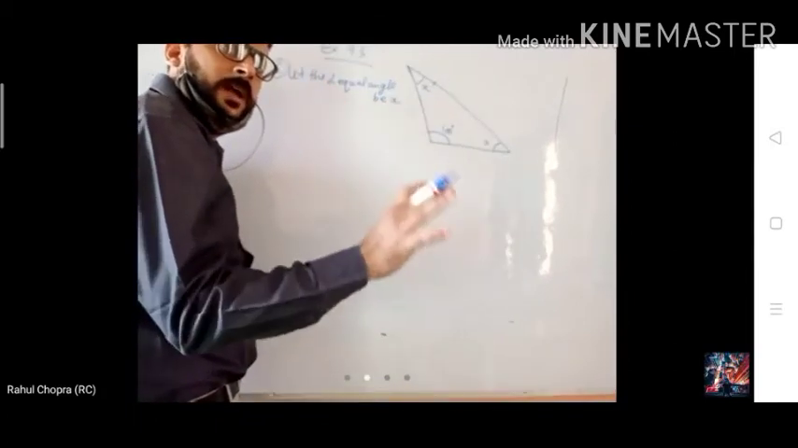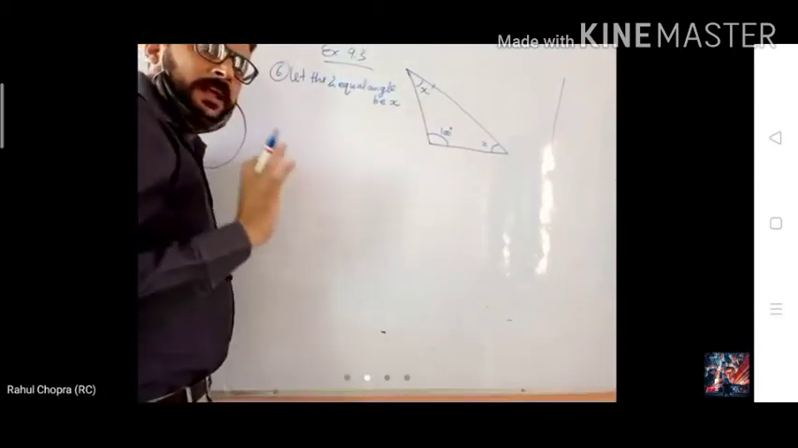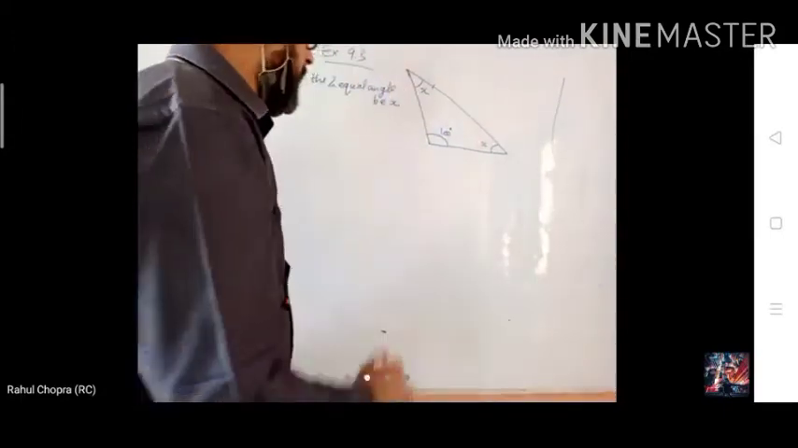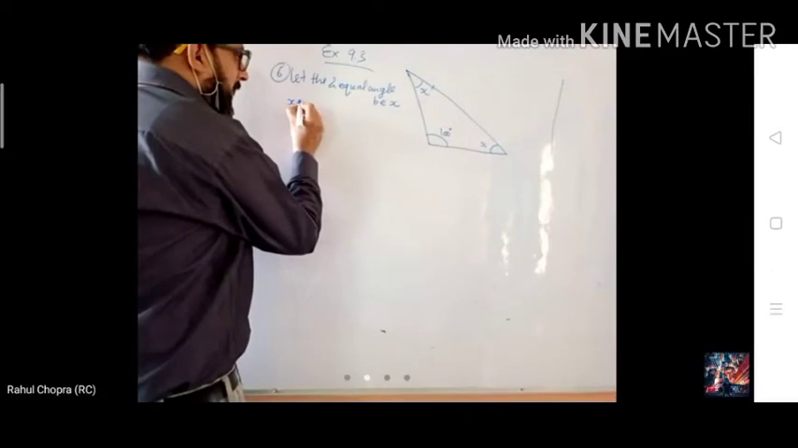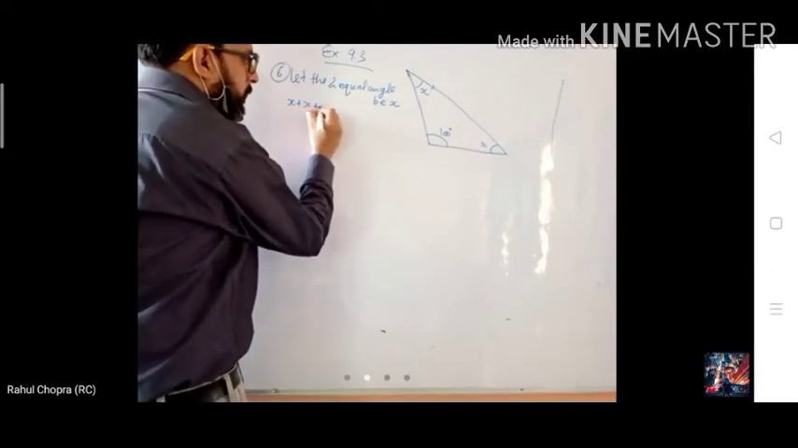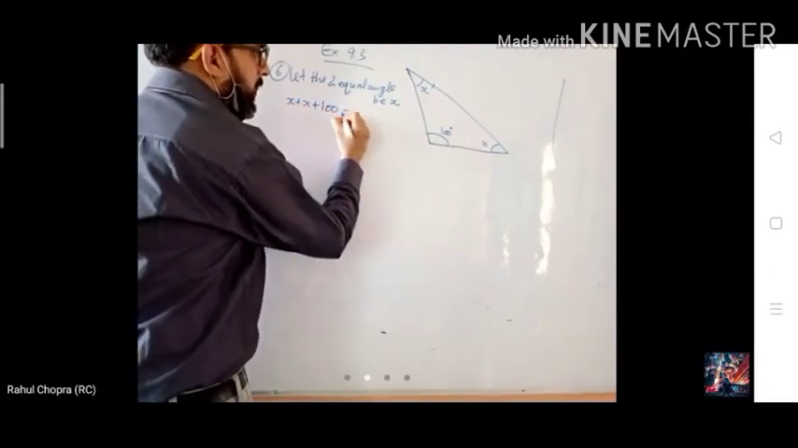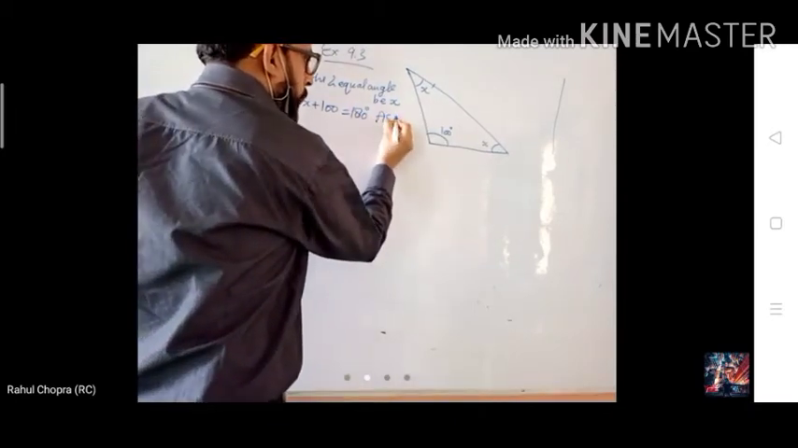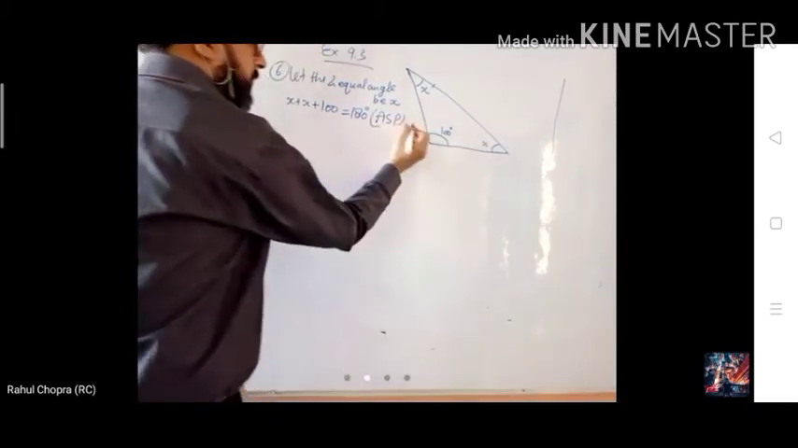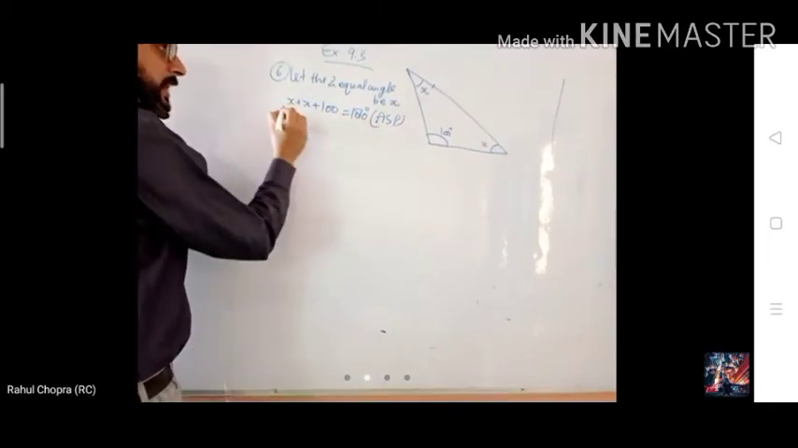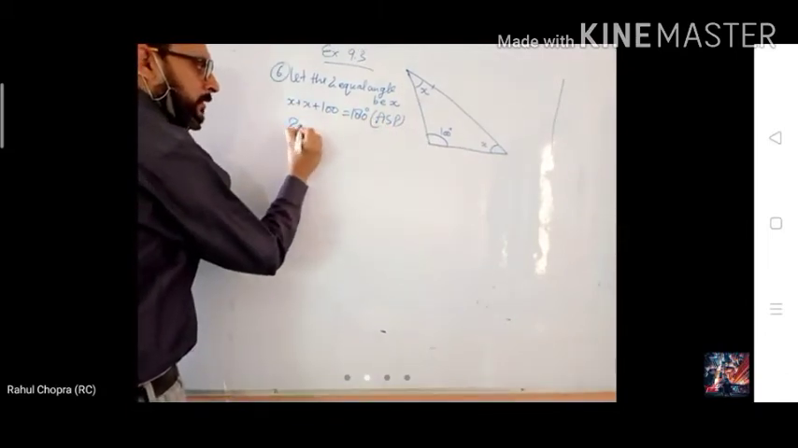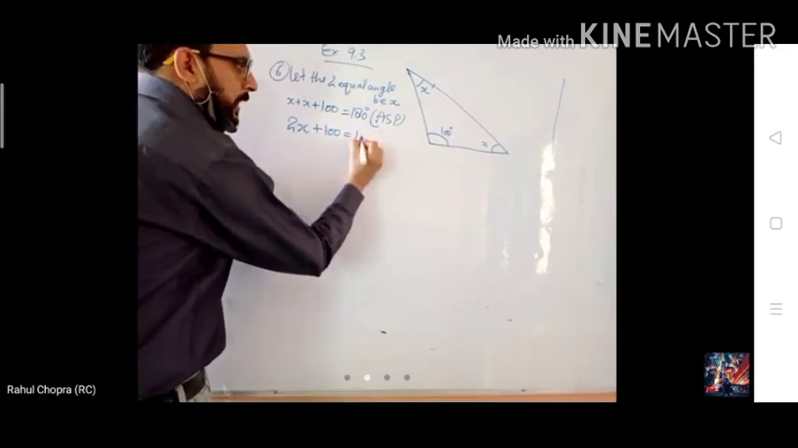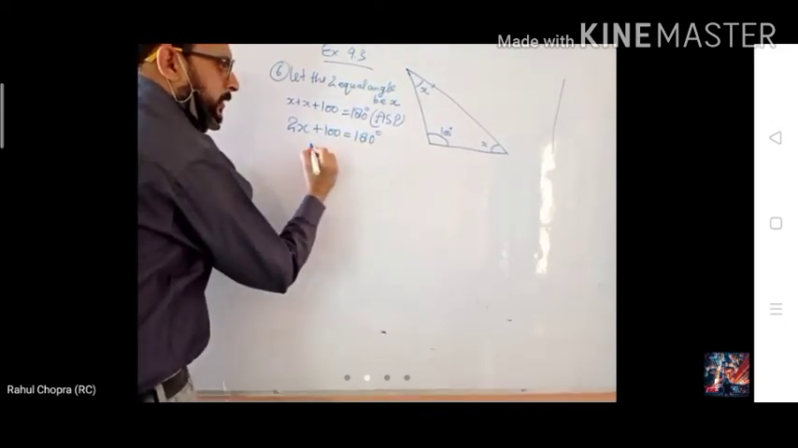You already know if you add all the three angles of a triangle, the sum will come to 180, because I have explained to you the angle sum property. As per angle sum property, the sum of all the three interior angles of a triangle is 180 degrees. So we will write x plus x plus 100 is equal to 180 degrees. Why? Because of angle sum property. Write it in complete, do not write ASP. x and x will become 2x plus 100 is equal to 180 degrees.